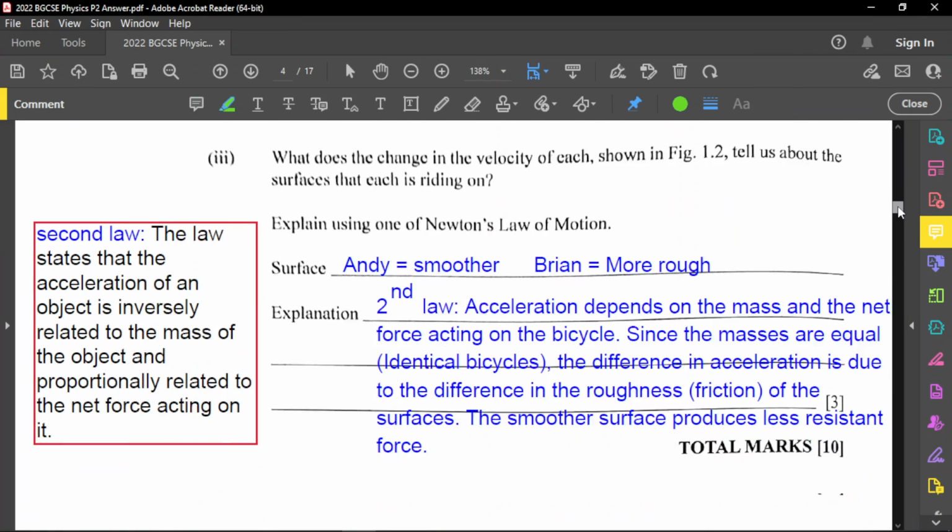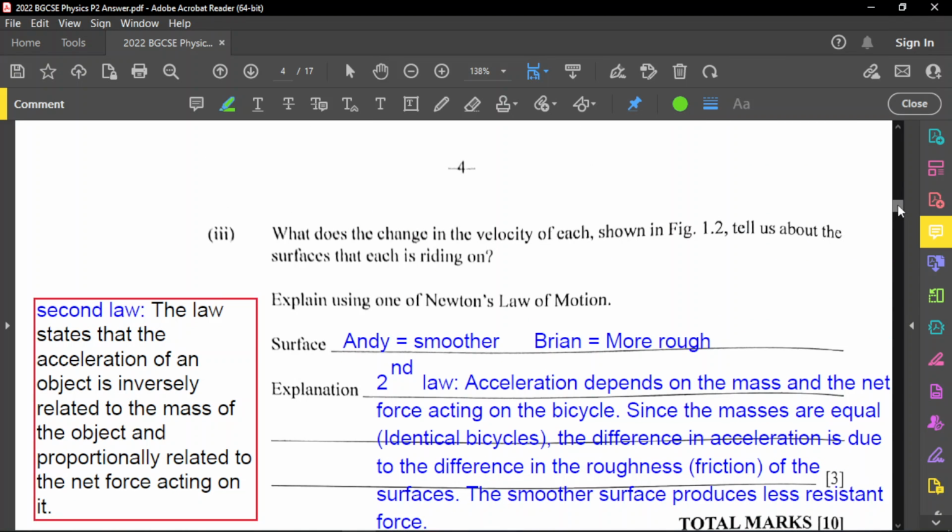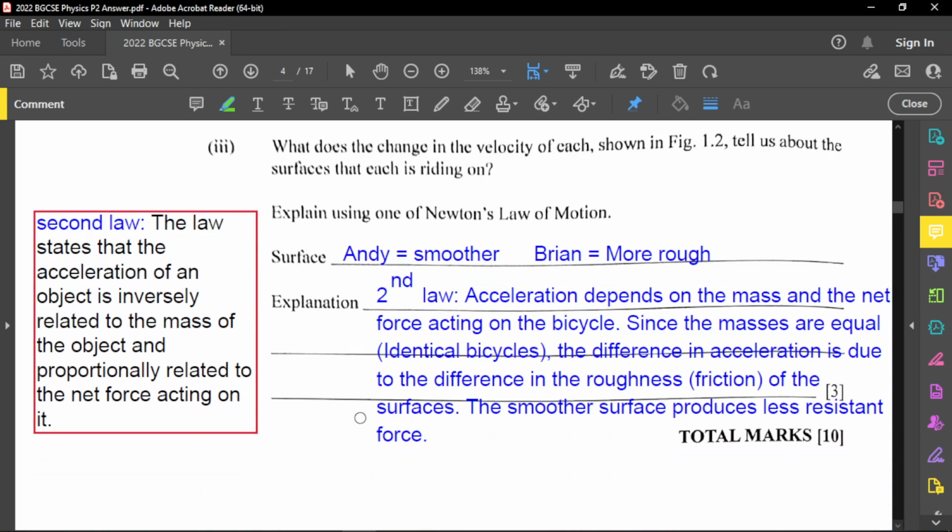For part 3, it asks what the change in the velocity of each, shown in figure 1.2, tells us about the surfaces that each is riding on. It's explained using one of Newton's laws of motion, and this could be explained pretty much with all the laws. I choose the second law here and will remind you what the second law states. The second law states that the acceleration of an object is inversely related to the mass of the object and proportionally related to the net force acting on it.